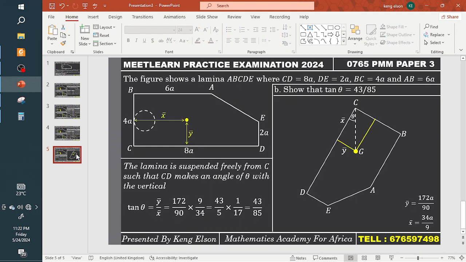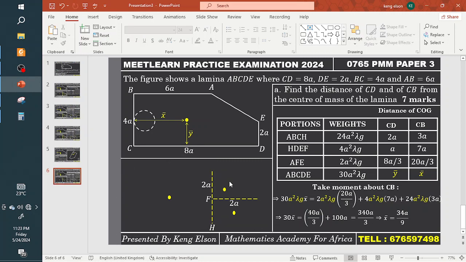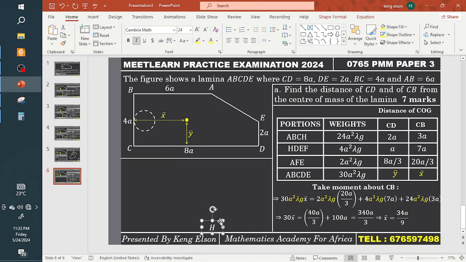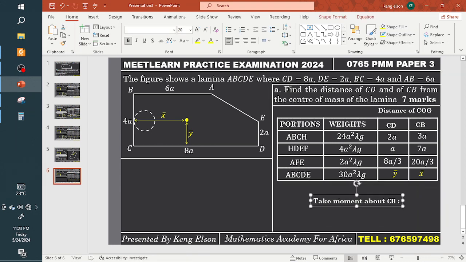So I think here we have to draw another table, right? Let me come back here. I'll just copy and paste this one, then I change the position because I need this. Now I'll delete everything that is here because I'm more concerned with this diagram. I have X bar and Y bar. Now I'll just have to delete what I have here because it's not needed. We are going to take moments, exactly.